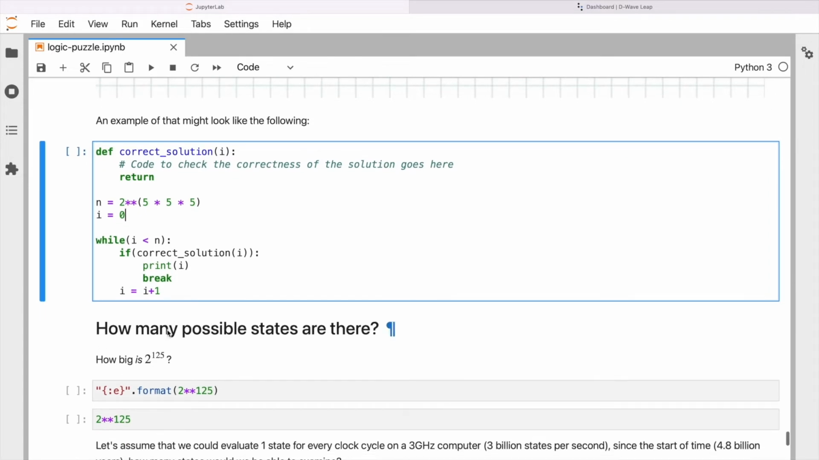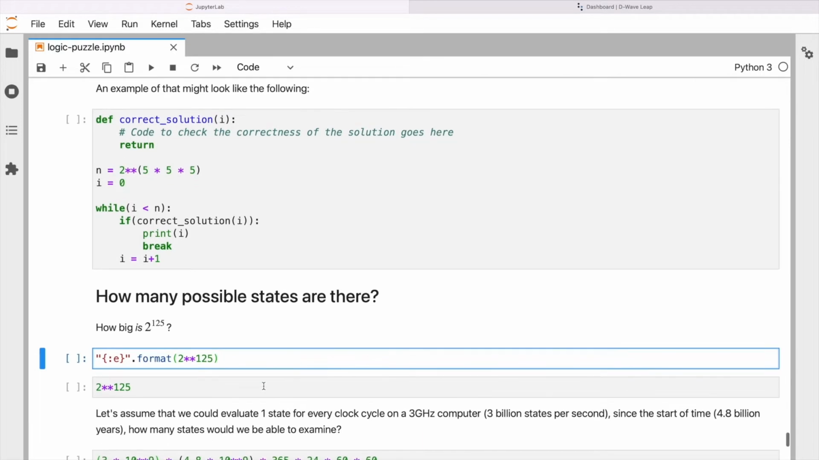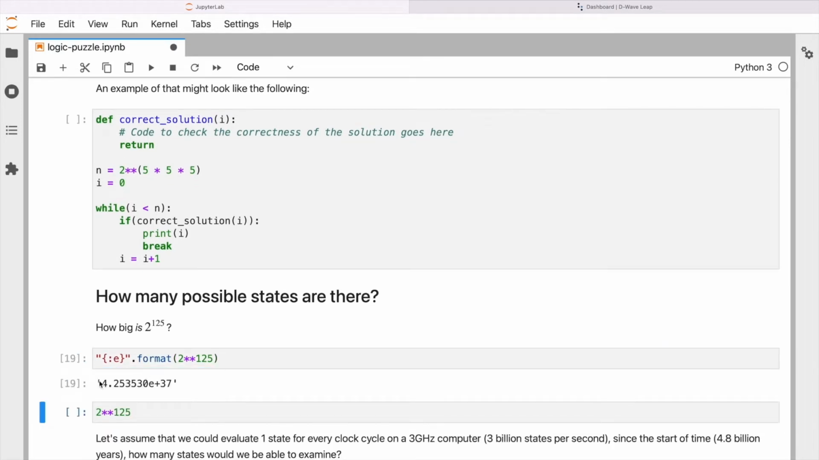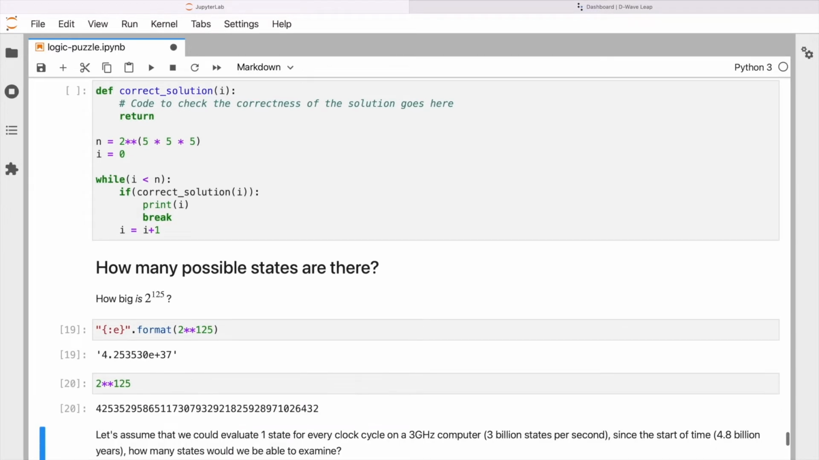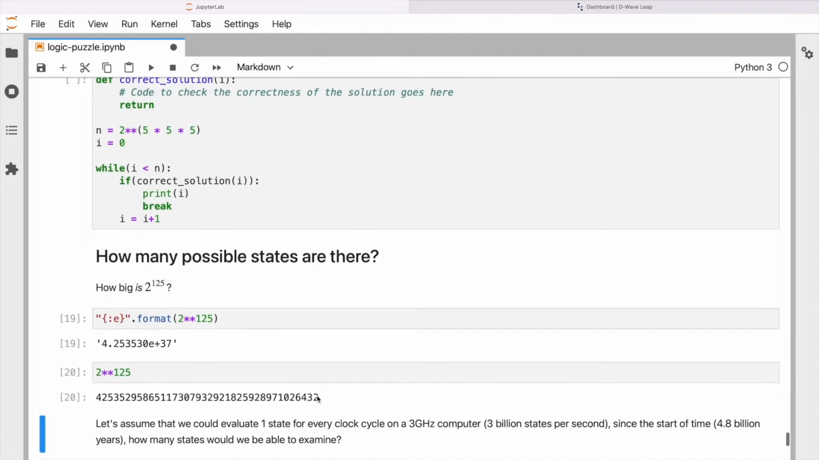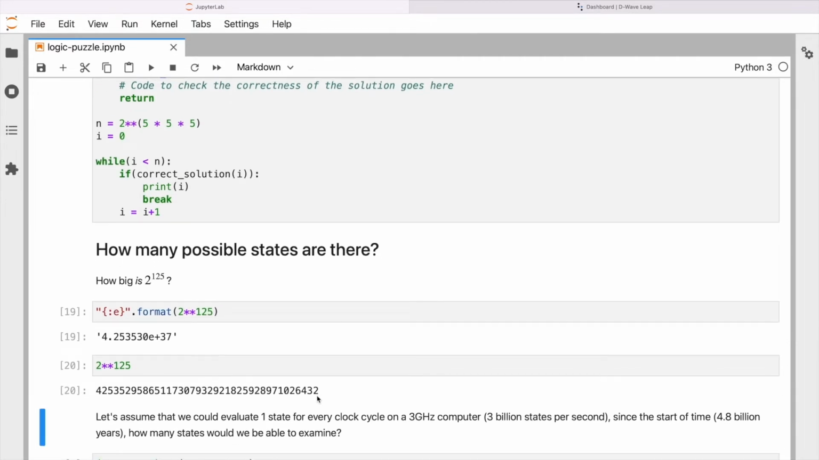Why is that? Well, let's look at how big 2 to the power of 125 is. So 2 to the power of 125 is about 4 times 10 to the power of 37. Well, that's still a huge number, but it's hard to get your head around. So let's go ahead and write that out long form, and it looks something like this. So it's 4 followed by 37 other digits. It's an absolutely enormous number. So let's try and get some intuition as to how big this really is.